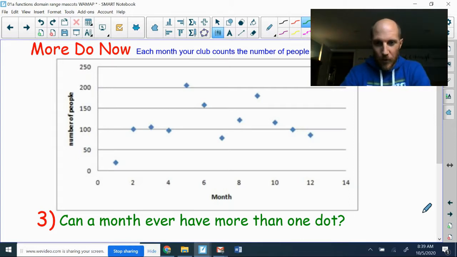I don't know what's up with the scale because there's not actually 14 months in a year, but so January would be month one, and so that's here, and then February is month two, and so that's this next dot, and then March, and then April, and so on.